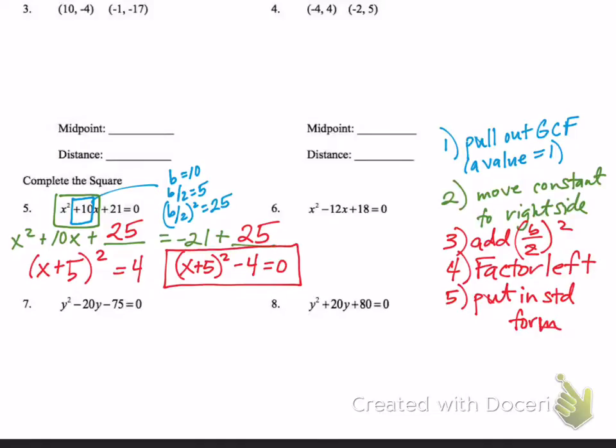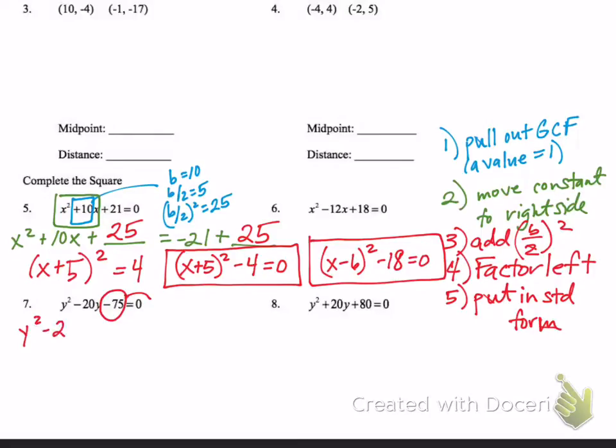Okay, so for this one, pull out a greatest common factor. There is not one, so I'm going to move the constant to the right side. And so I would write this as y squared minus 20y plus blank equals 75 plus blank. Then I look at my middle term, which is the negative 20. B over 2 is negative 10. And b over 2 squared is 100. So I'm going to add 100 to each side.